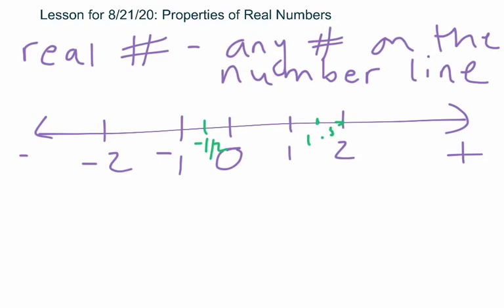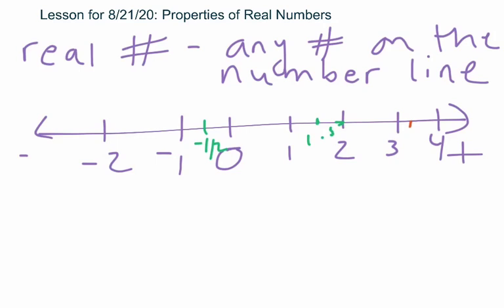Now, other numbers that you might think of, well, what about pi? Pi is what's called an irrational number, and we're going to talk about what the definition of that is. But pi is approximated by 3.14. That's typically the approximation we use. And while it might be difficult to find it exactly on the number line, I know that it's there. It's somewhere between the 3 and the 4.